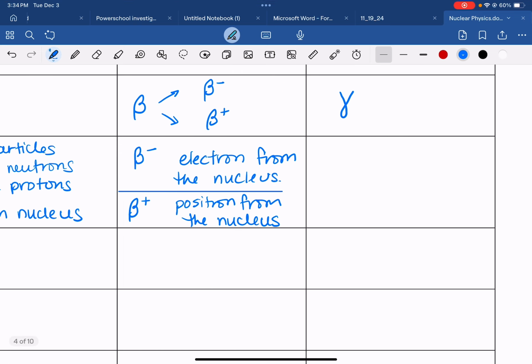And then gamma, there's really not much to gamma. It is energy. In a reaction equation, it really doesn't play much of a role except a holding place. It is what's called a photon. So you may have it shown as a little snippet of a wave, possibly.